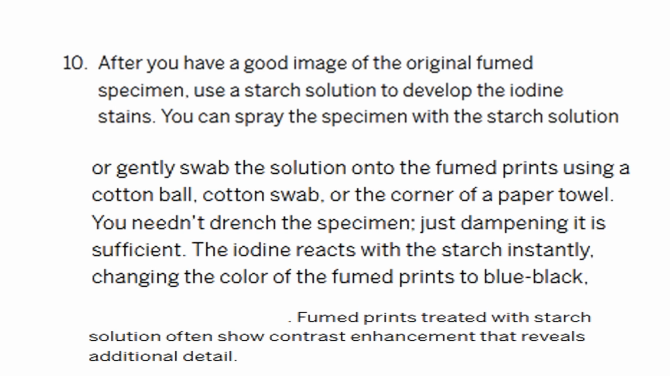After you have a good image of the original fumed specimen, use a starch solution to develop the iodine stains. You can spray the specimen with the starch solution or gently swab it onto the fumed prints using a cotton ball, cotton swab, or corner of a paper towel. You don't need to drench the specimen; it should not be completely wet, just damp. The iodine reacts with the starch solution, and the color of the fumed prints turns black. Fumed prints treated with starch solution often show contrast enhancement that reveals additional detail.